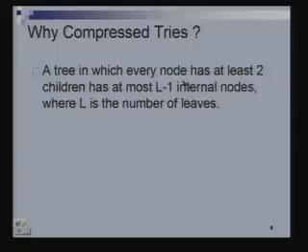A tree in which every node has at least 2 children. By that I mean, except leaf nodes clearly. Leaf nodes don't have any children. Every node has at least 2 children, has at most L minus 1 internal nodes, where L is the number of leaves.